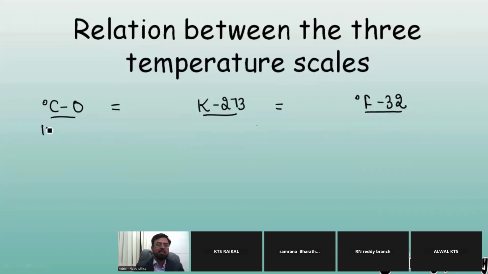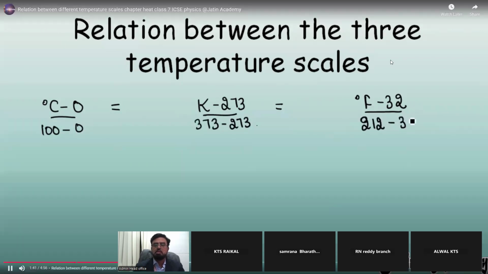Upper fixed point of degree Celsius is 100, minus lower is 0. In Kelvin scale, upper is 373 minus lower 273. In degree Fahrenheit, upper fixed point is 212 degrees Fahrenheit, minus lower fixed point 32 degree Fahrenheit. Next, see how to get the relation. If suppose Reaumur is there, you can add here: R minus lower fixed point is 0 and 80 minus 0. But Reaumur is not there, so we are not doing it.